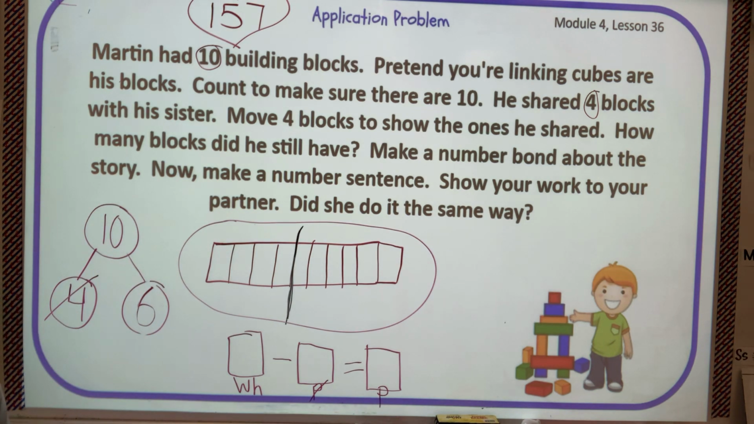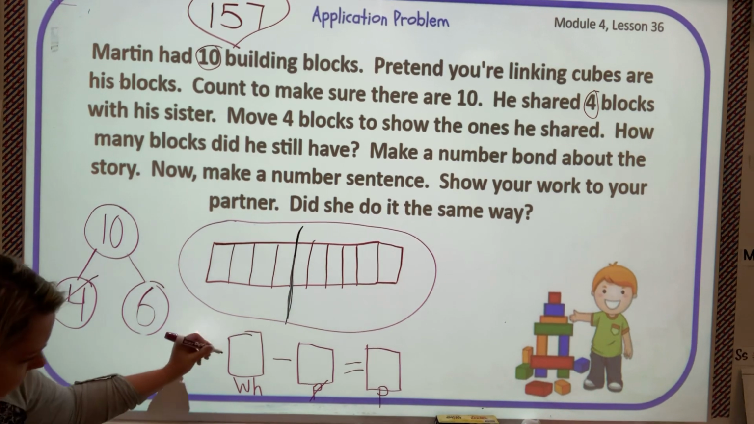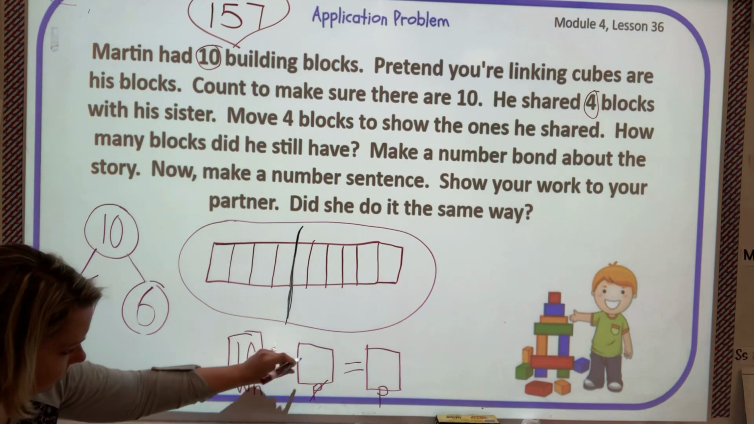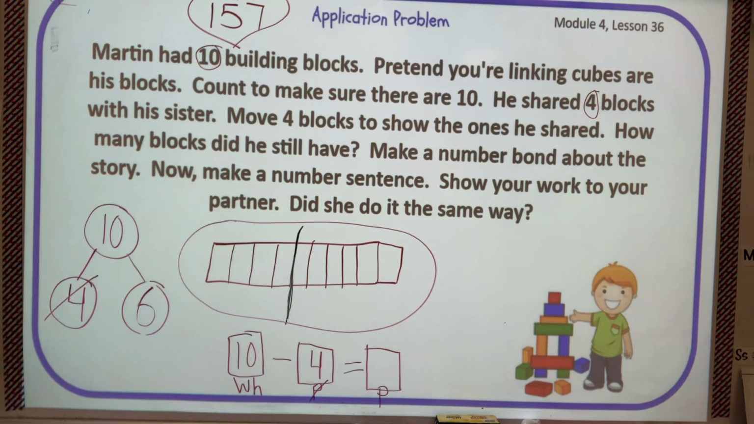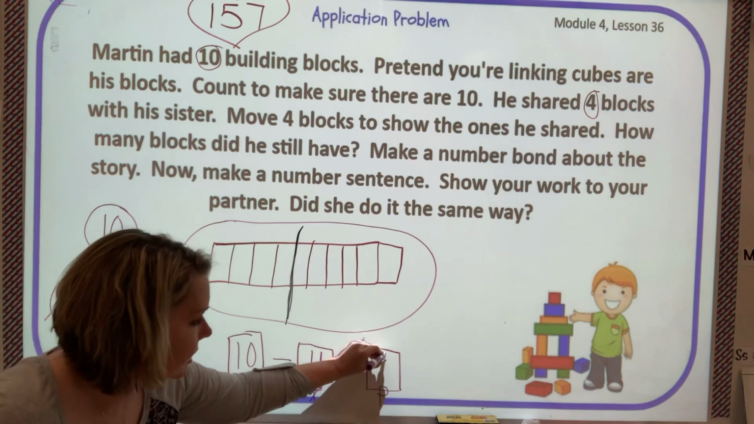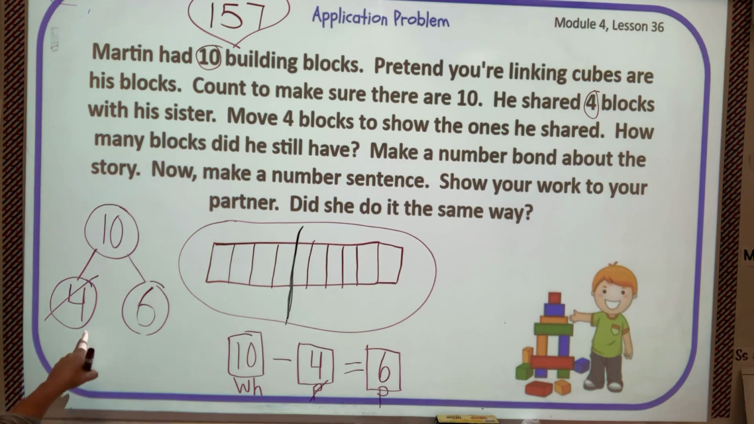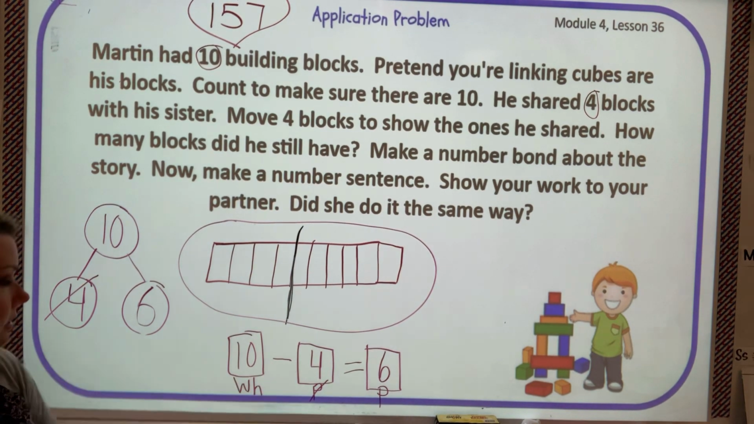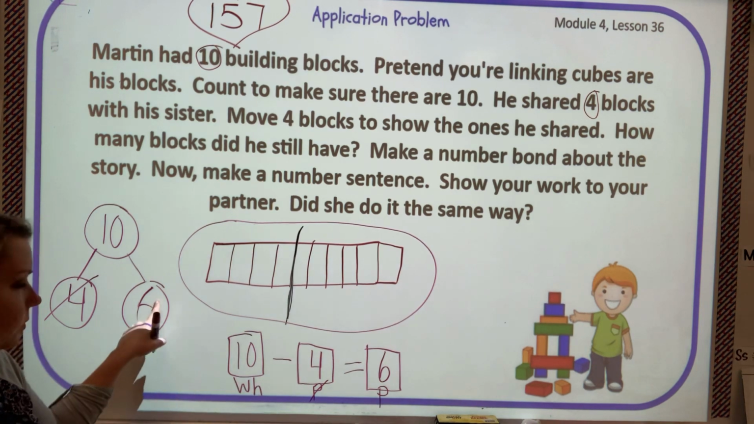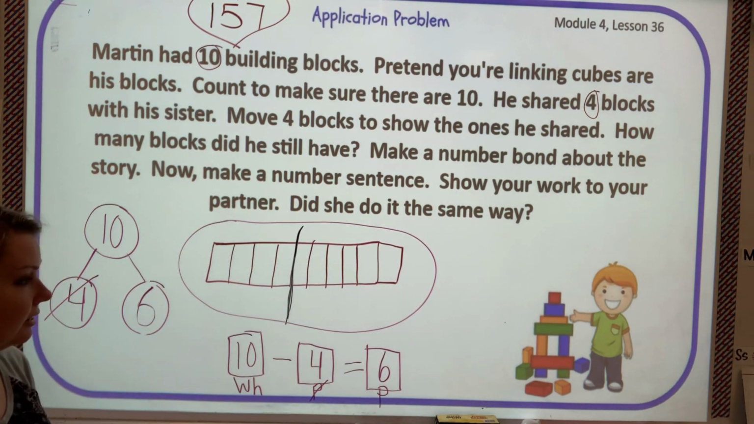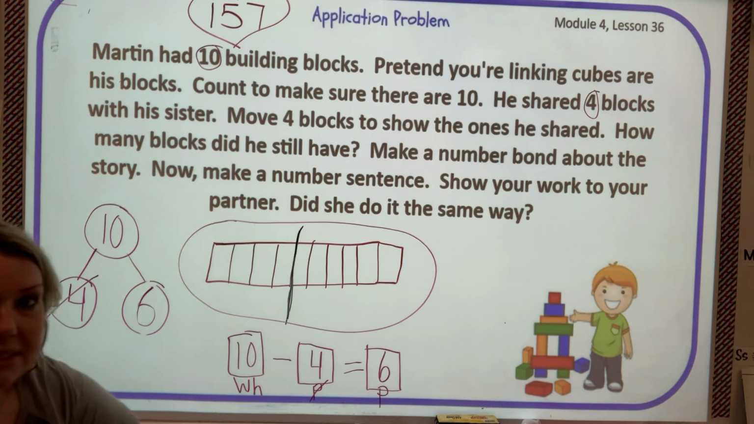Who would like to read the number sentence to me? Carolyn? The number sentence is 10 minus 4 equals 6. Carolyn, that's wonderful. 10 minus 4 equals 6. My whole goes first, then the part that I took away, and then our total, which is how many are left, 6. Excellent job, boys and girls.